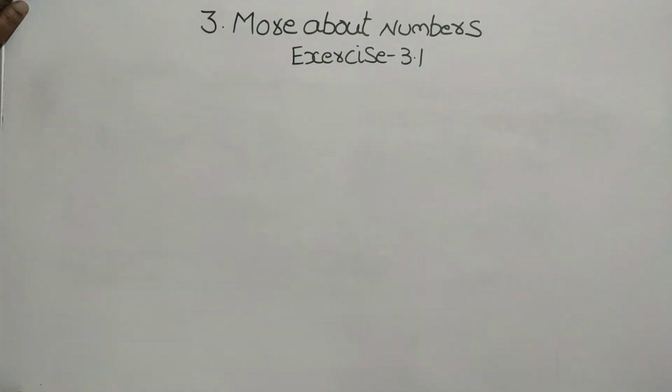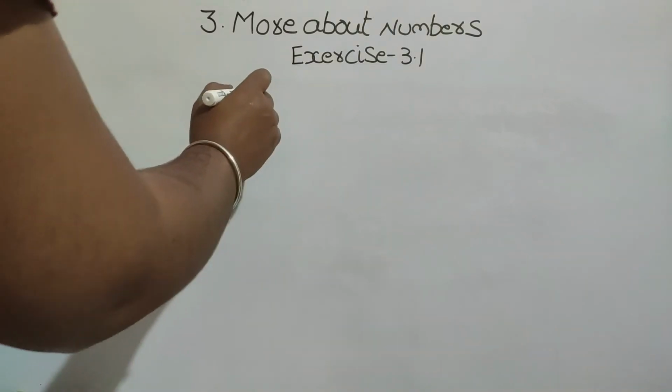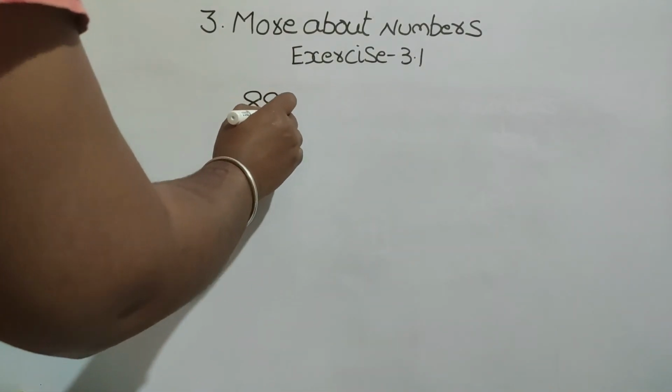In the set of numbers less than 93, which is the largest prime number? Less than 93, the largest prime number is 89.